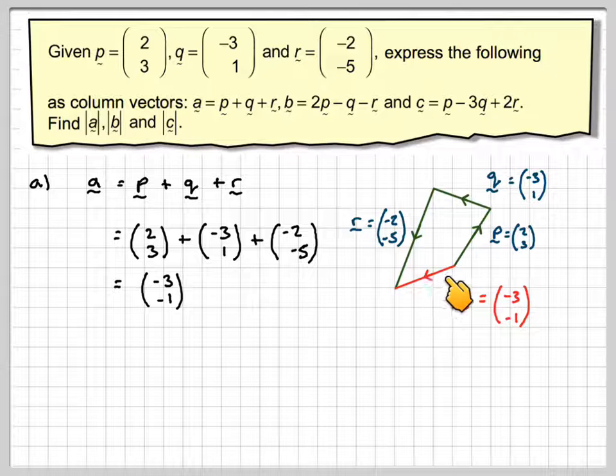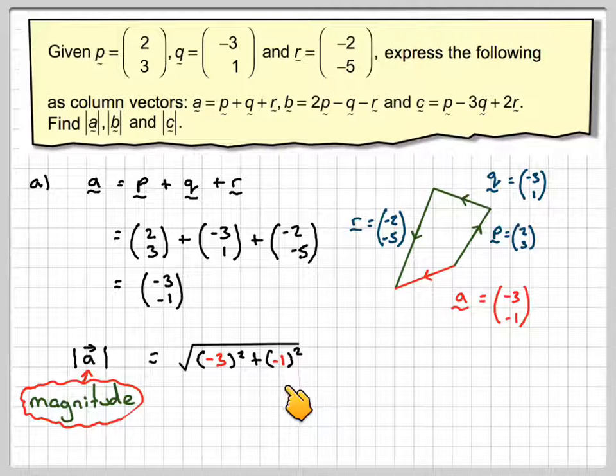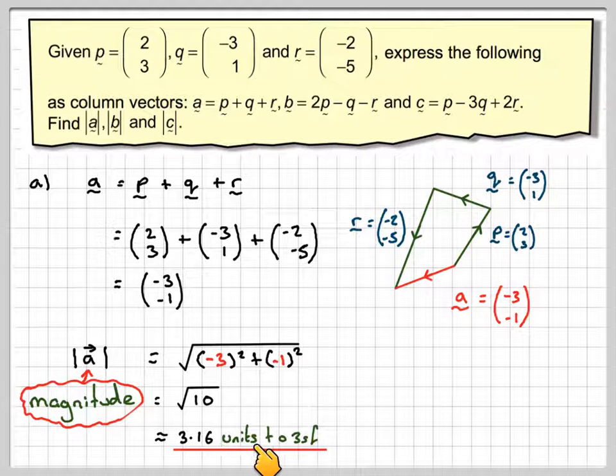Now we're asked to find the magnitude of that vector. This is what this symbol means. Find the magnitude. So it's going to be the square root, using Pythagoras, of minus 3 squared plus minus 1 squared, which gives me the square root of 10, and then my calculator gives me 3.16 units to 3 significant figures.